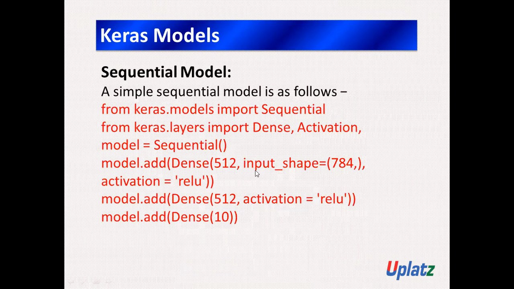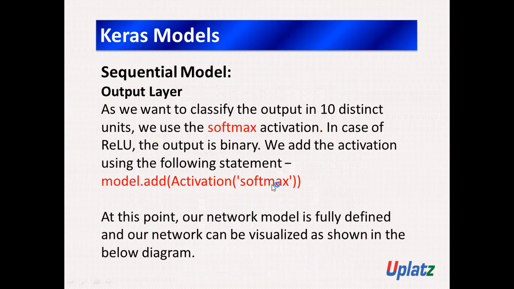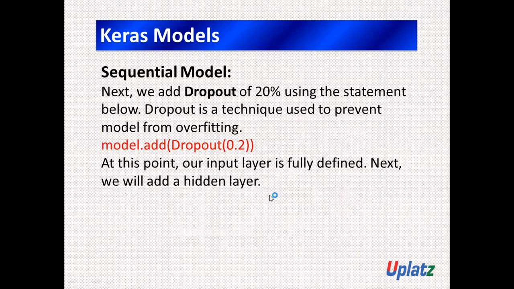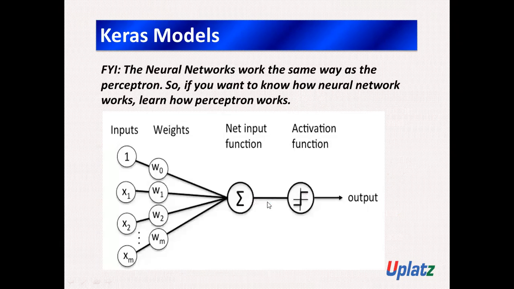So model.add, adding the input layer. Okay, and then once you add the input layer, you need to add the activation for it. Okay, and then adding the hidden layer, adding the activation, and then adding the output layer, the final layer. Got it? Yes? Yeah, got it?